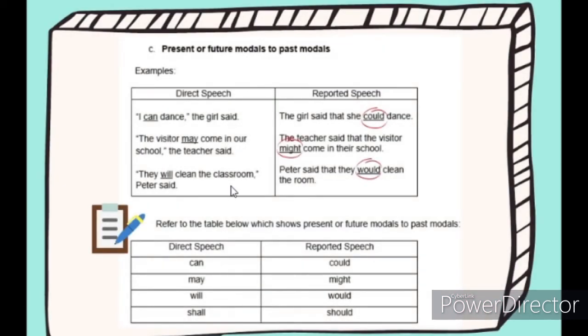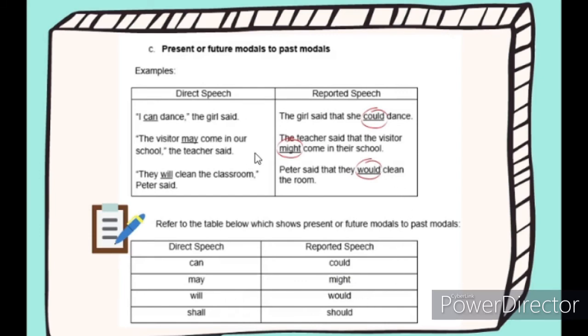And the last point to remember is all about the modals. In direct speech, it could be in present or future modals, but in reported speech, the modal will be in its past tense. Let's refer to this table. Can, the past tense is could. May, it will be might in reported speech. Will, would; shall, should.